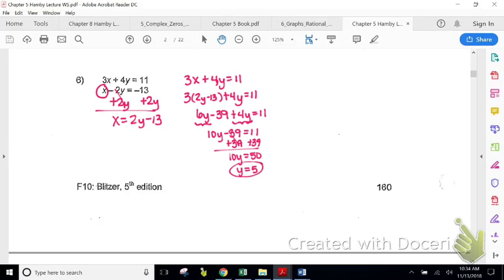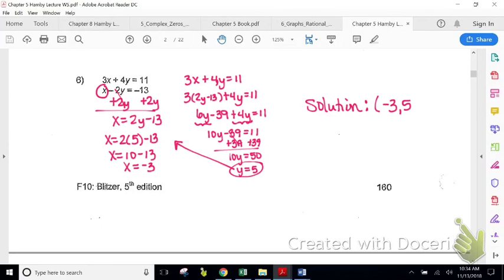Okay, once you know y, plug it back in to solve for x. I already knew x was equal to 2y minus 13, so I'm just going to use that. So x equals 2 times 5 minus 13. And your solution is going to be your x comma y.